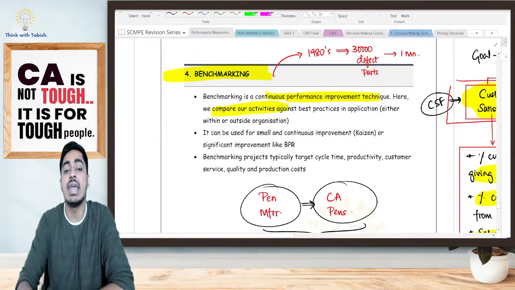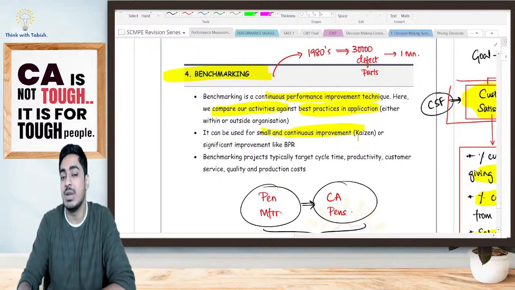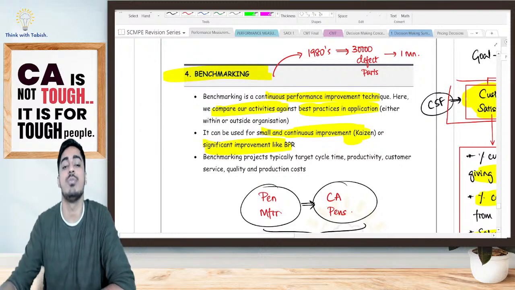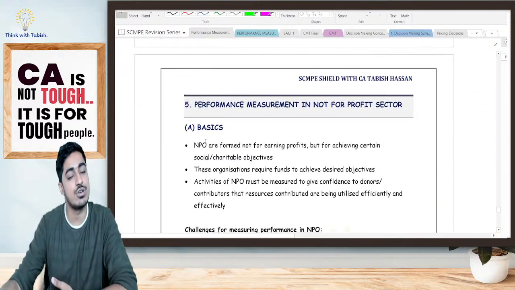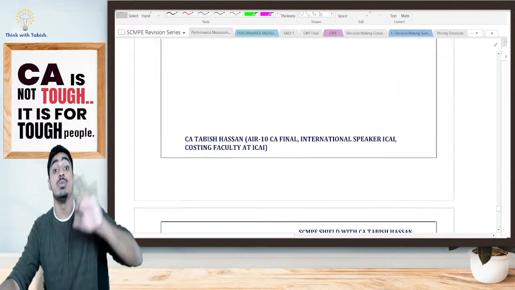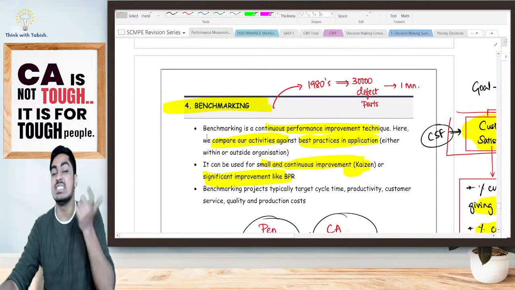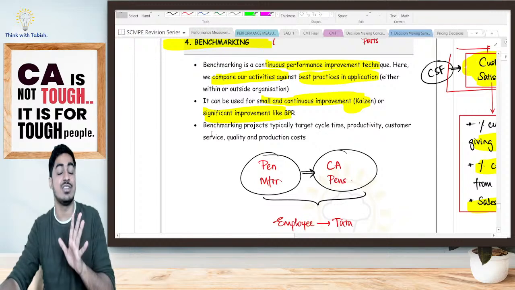Here we compare our activities against the best practices. It can be used for small improvement, that is Kaizen, or significant improvement like BPI. Is it clear? This concept is over. Previously too many things were there in benchmarking, however ICAI has removed that. Now nothing is there in your study material.